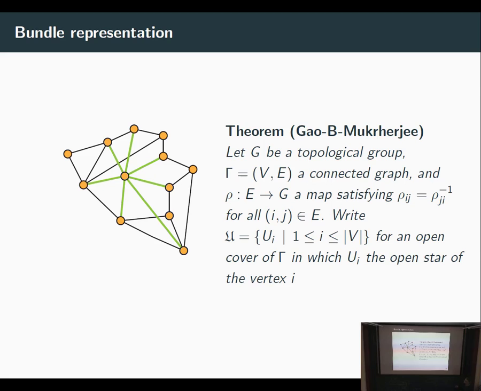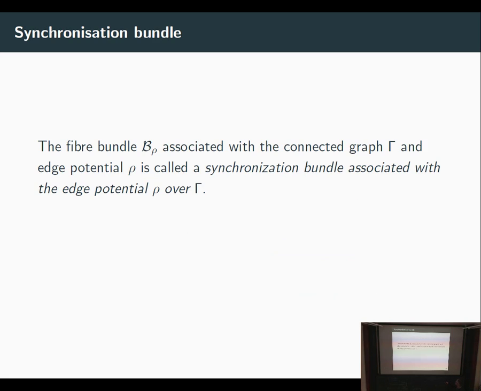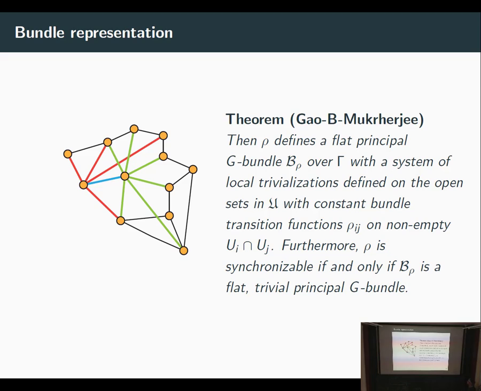Now we can take and overlap two such stars, and these two stars overlap along the unique edge that connects the two vertices. I'm assuming the two vertices are connected by at most one edge, and this is the intersection of the two stars. And rho is the edge potential. So rho is synchronizable if and only if the bundle that we have created is a flat trivial principal G bundle.